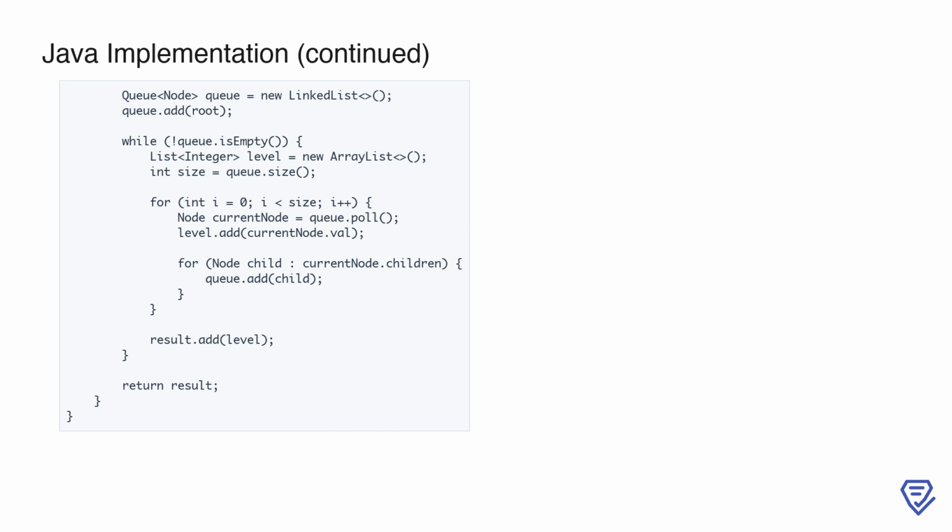For each node, we remove it from the queue, add its value to the level list, and enqueue all its children. After processing all nodes at the current level, we add the level list to the result. This process continues until all levels are traversed. Finally, we return the result, which contains the values of the tree nodes grouped by level.